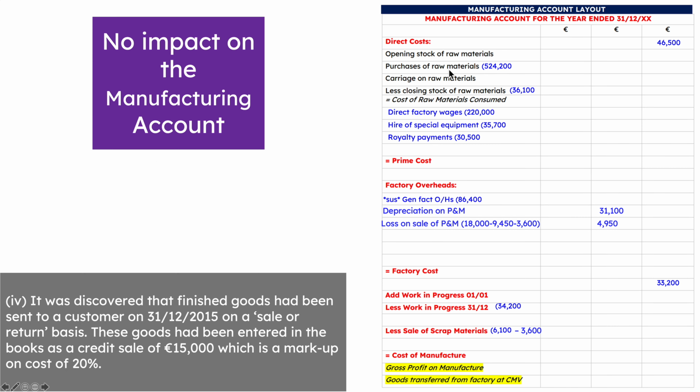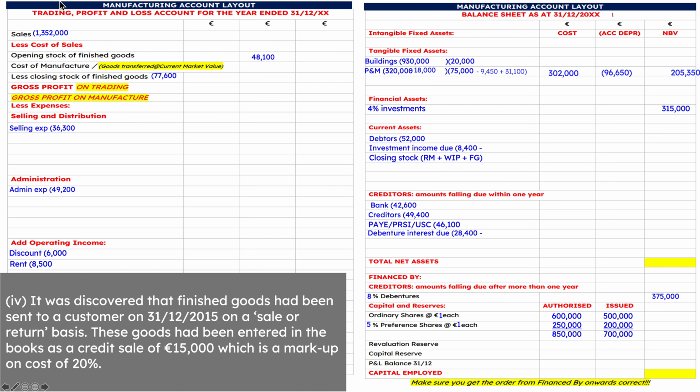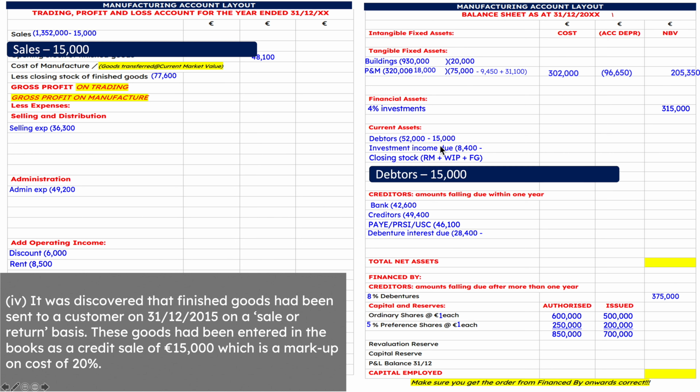So what we'll have to do is minus the selling price from sales, which is 15,000. We'll also have to minus it from the debtors figure, 15,000. And we will have to add the cost price of the goods back to the closing stock of finished goods. So the cost price is 15,000 divided by 120 multiplied by 100. So that is plus 12,500 there.